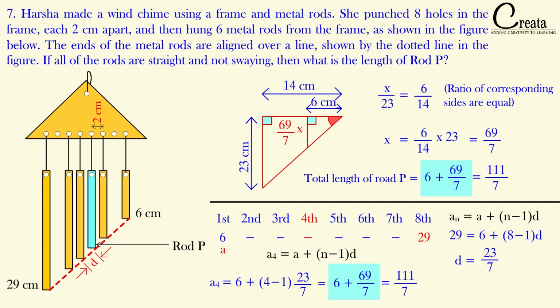So you can use any one method. Either you can use the similarity of triangles or you can go with the arithmetic progression. But you should know both methods. The question framer can put any question and you should know all the methods to solve it. That is the beauty of mathematics. You can reach the end result using different methods. So we are done with this question. Let's move to the next question.